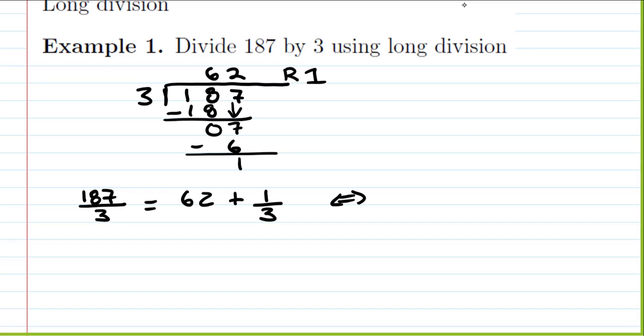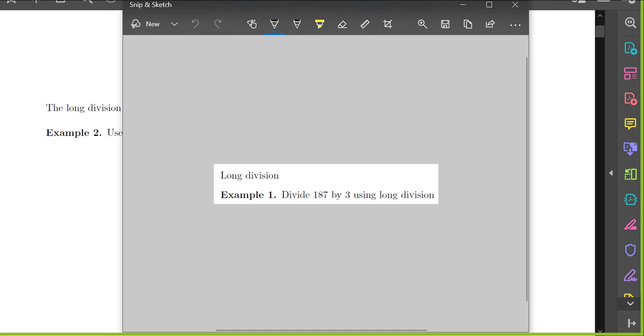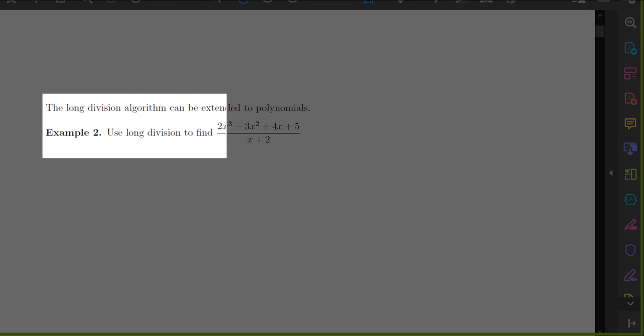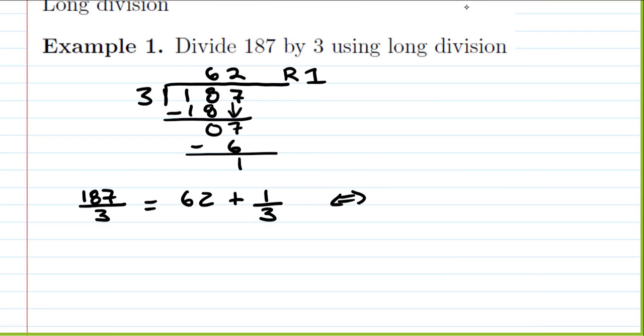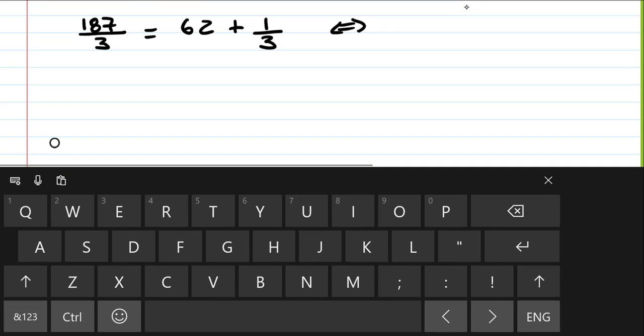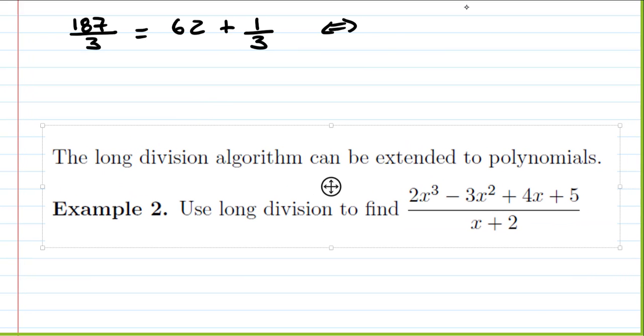Or for 187 over 3, a reasonable approximation would be that it's about 62, right? Because that's its whole part, disregarding the remainder, assuming it's going to be small. Well, that's going to be a theme we're going to continue. So when we are doing long division for polynomials, we are actually going to follow exactly that same algorithm. There are a few gotchas we have to be careful about when we do this, but for the most part, everything is going to work the same way.